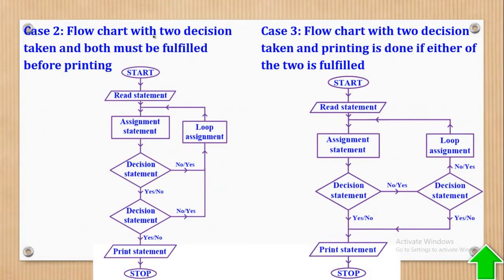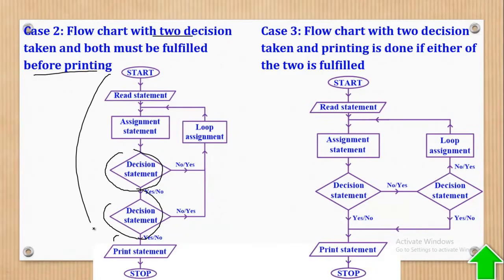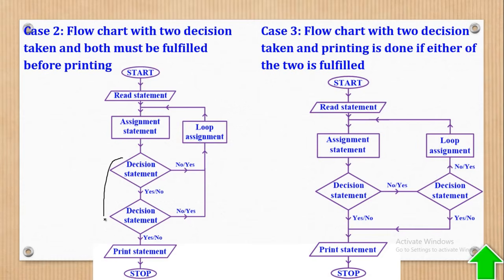One is where 2 decisions are taken and both must be fulfilled before printing. So here in this step, this and this have to be fulfilled before you print. That is the format. And the format where any one of the 2 decisions is needed for you to print, this is how it is. So if this decision is fulfilled, you can print, and if it's not fulfilled but this one is fulfilled, you can also print. So that is the difference between these 2. In this case, both have to be fulfilled for you to print, but in this case, if any one is fulfilled, you can print.